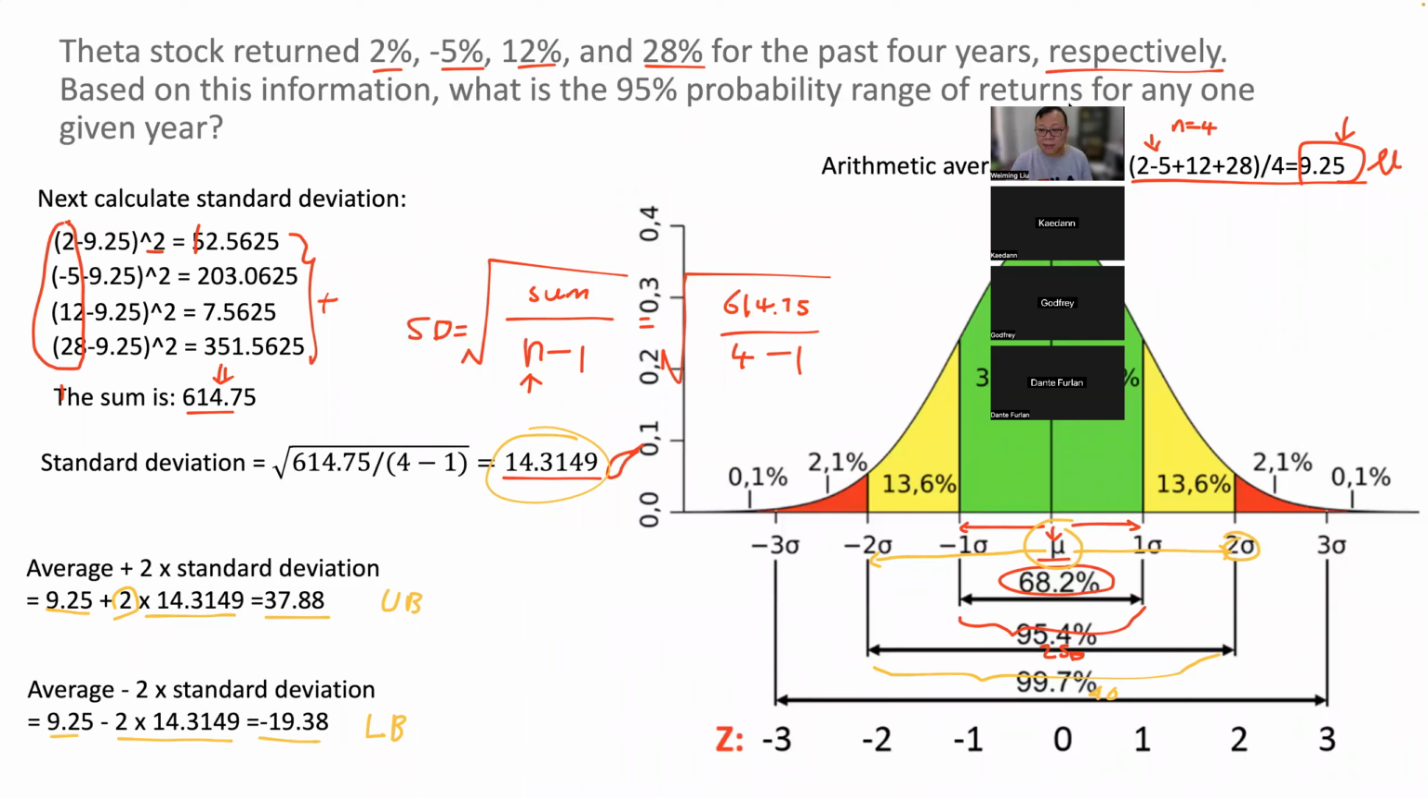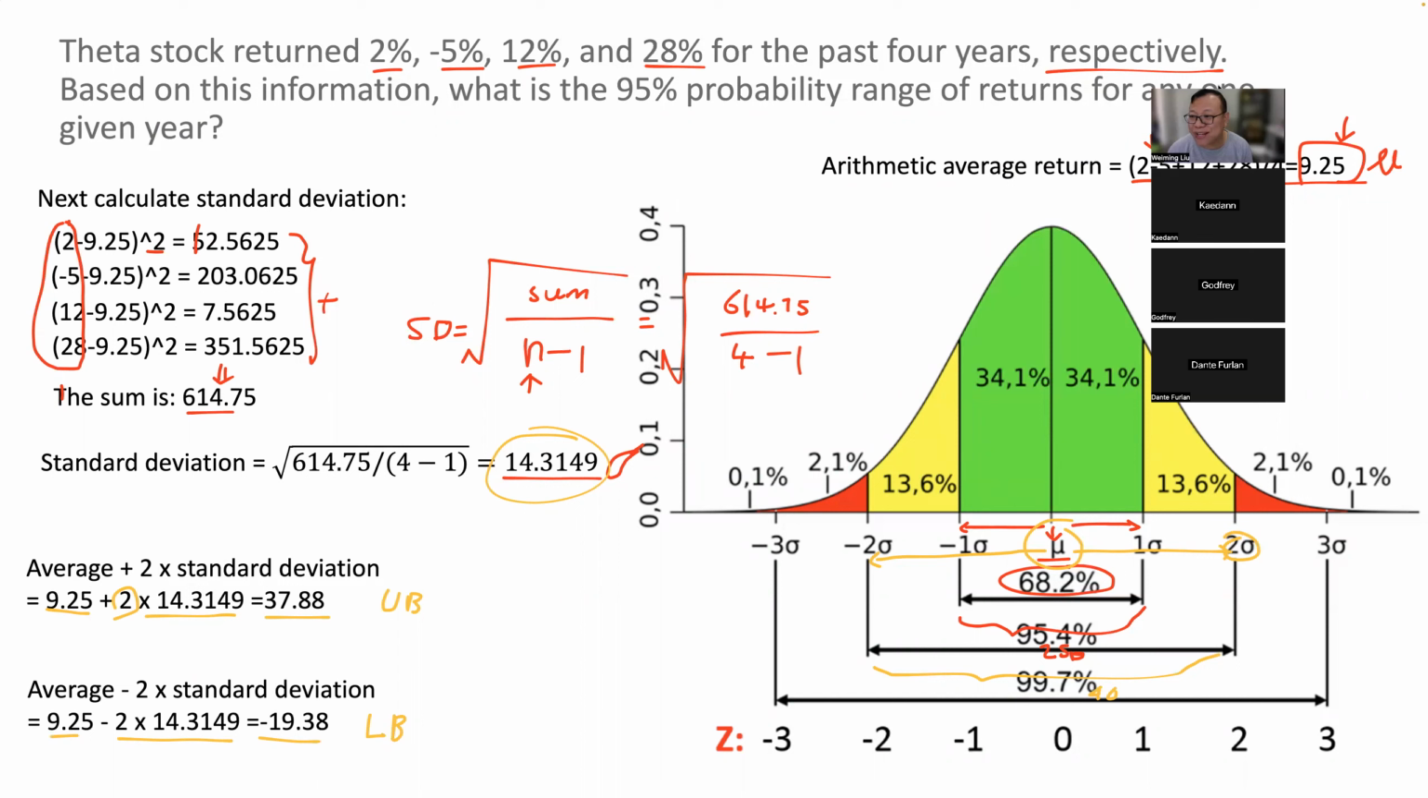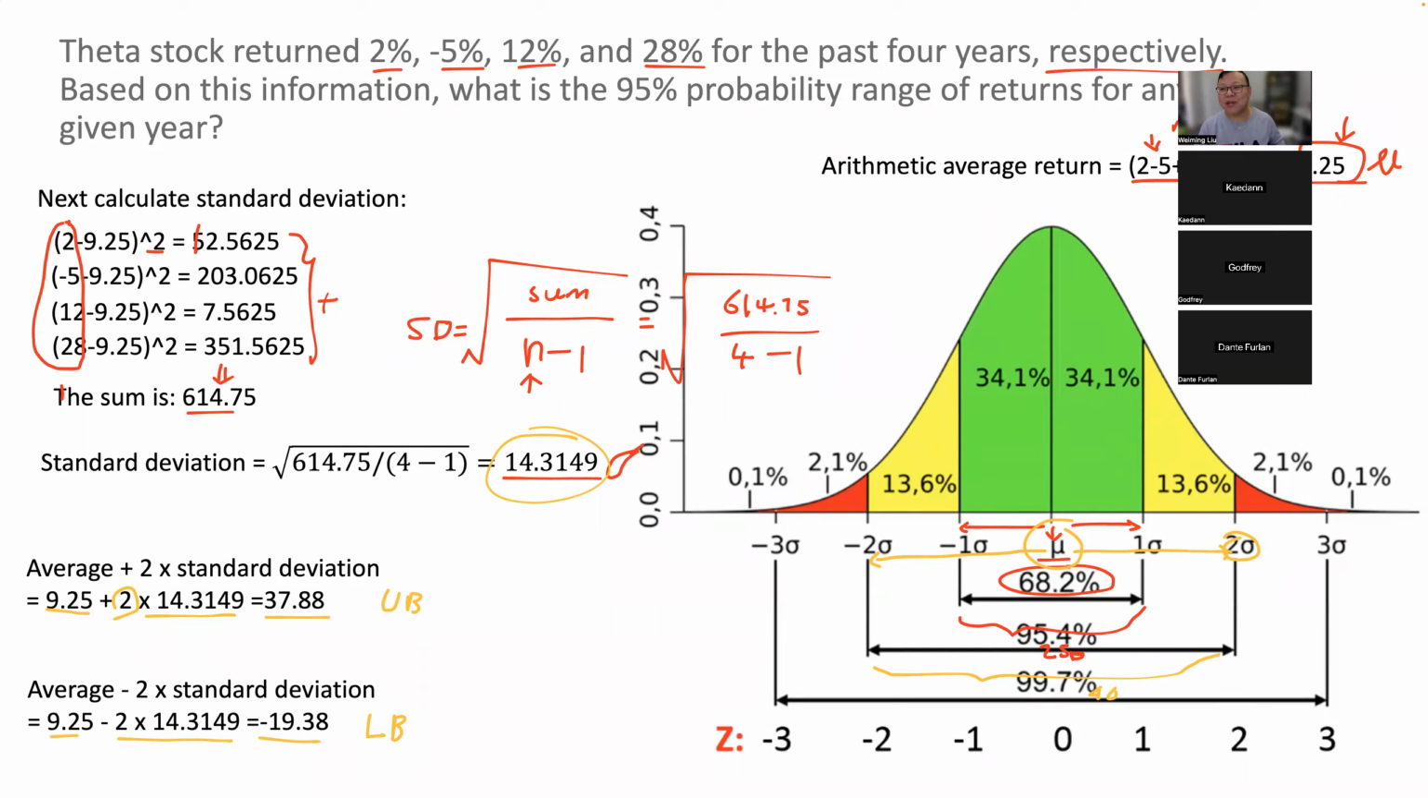If you understand this, give me a thumbs up. 1, 2, 3. Thank you, guys. I'm glad this all makes sense to you. Awesome job. Okay, so now I feel happy. I can move on.